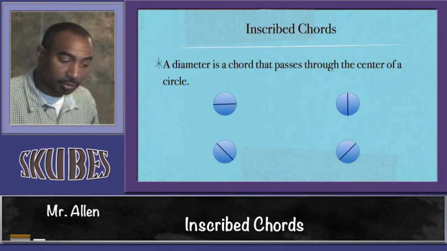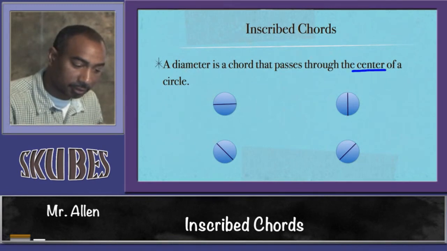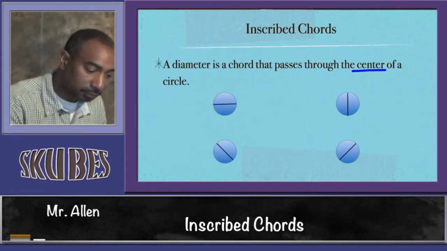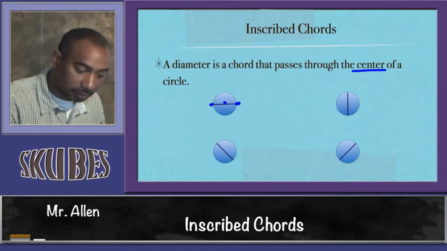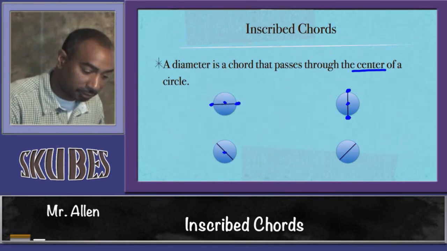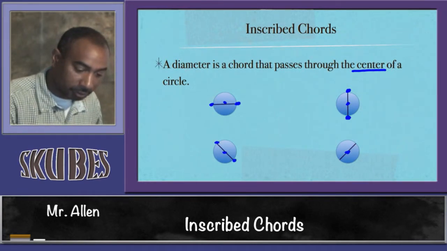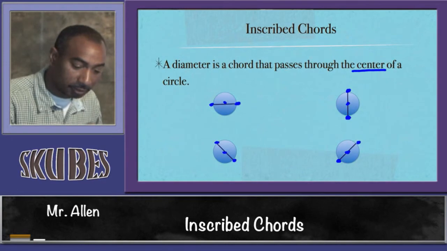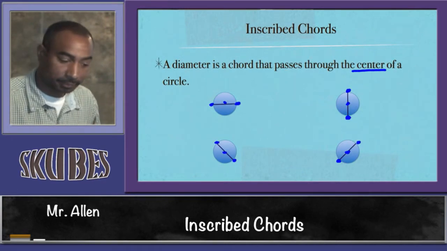A diameter is a chord that passes through the center of the circle. So these are called diameters because they cross through the center. It can cross through horizontally, vertically, or slanted. Just as long as they pass through the center of the circle, then it's considered a diameter.